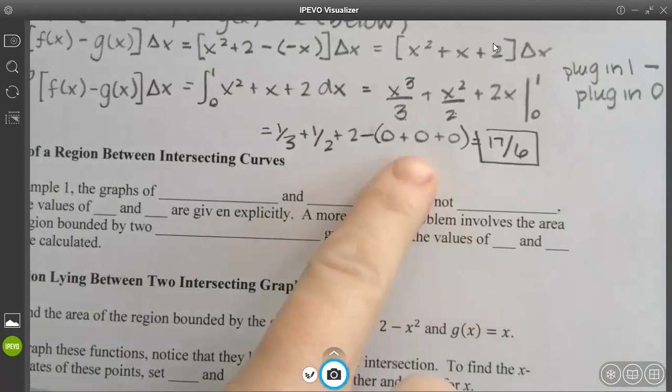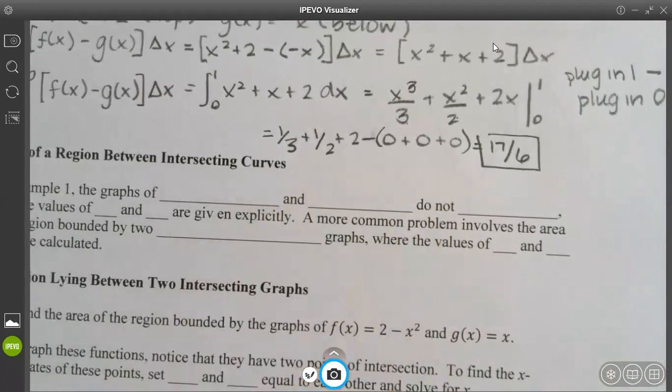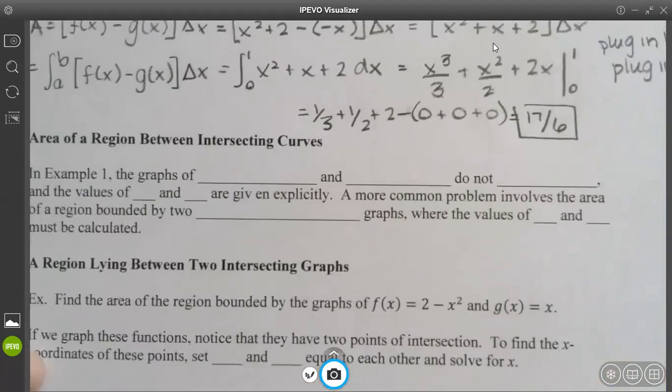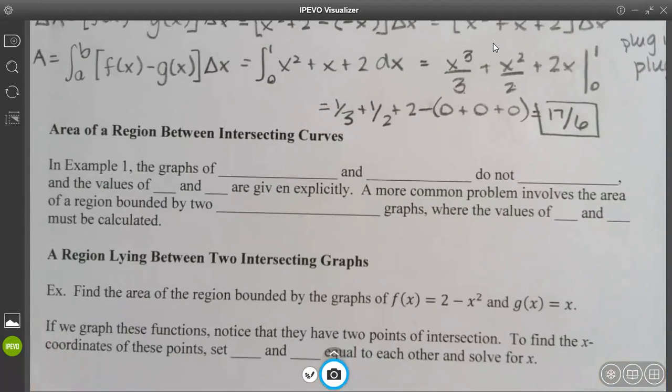And again, I just wanted to write this so you guys could see that I did plug in 0, but we don't have to because everything is 0. Right? And that's it. So that's as hard as it gets. The integration, whatever you're integrating, is going to be the hardest part. This was an easy function, so it's really quick. I think on the notes, all of them are pretty easy functions.